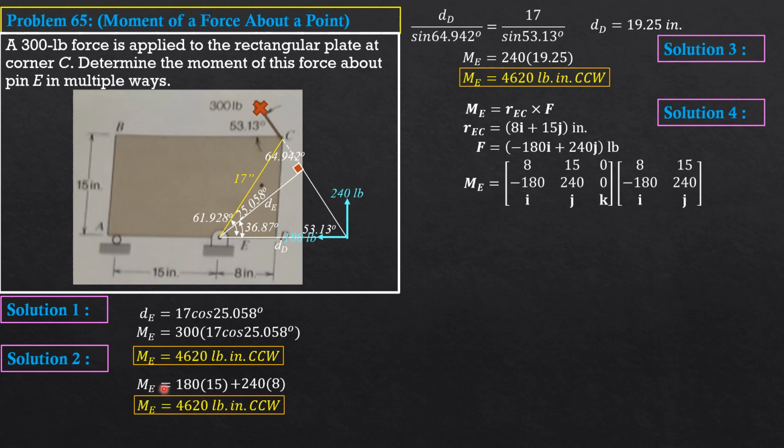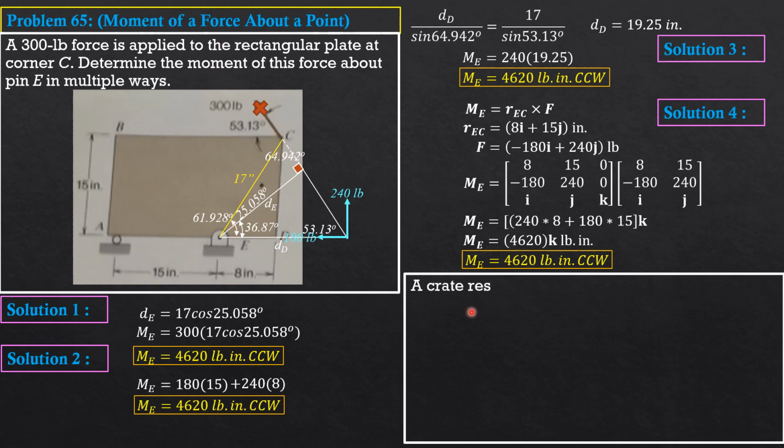So if you notice from this equation, it's the same. So ME is 240 times 8 plus 180 times 15 k. So moment at E is equal to 4620 pound-inch, or in short, that's 4620 in scalar approach. So there are 4 solutions here. The fifth is, as I said, you find that point there, then you sum up moment about E.